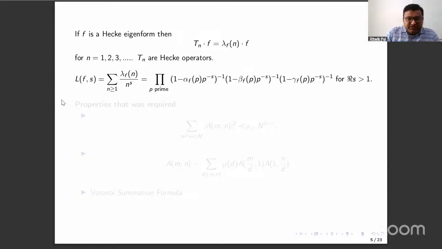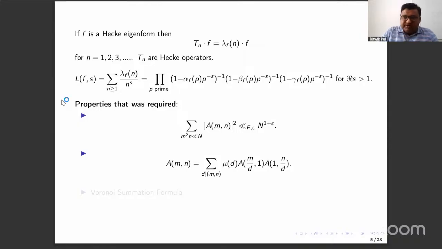We needed only three properties of this A(M,N). The first one is the Rankin-Selberg estimate, where basically the sum over M squared N up to capital N of the modulus squared of A(M,N) is bounded by N to the power 1 plus epsilon. This is called the Rankin-Selberg estimate.